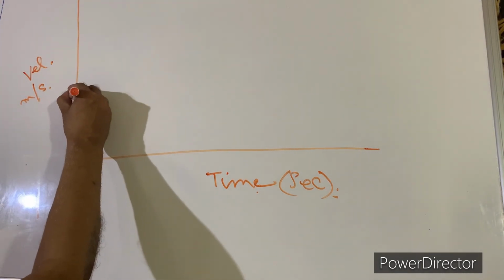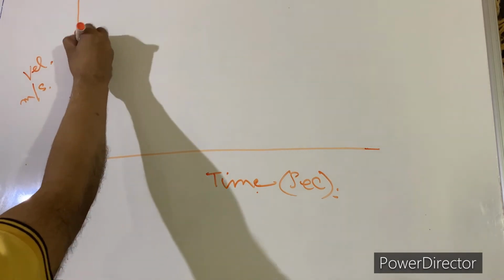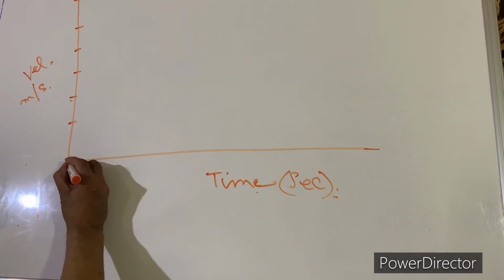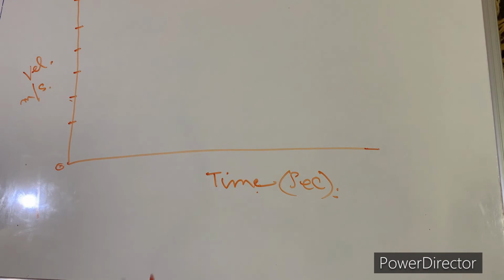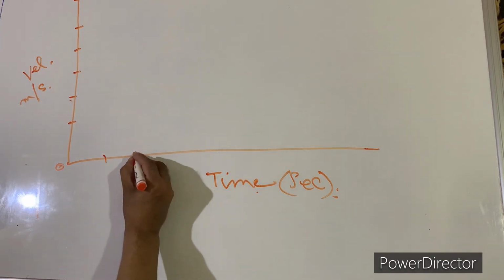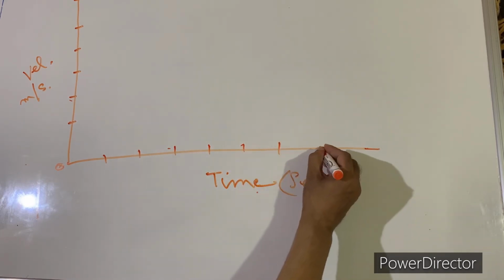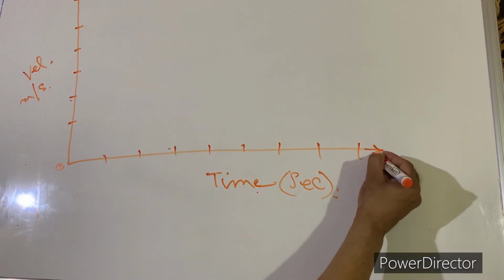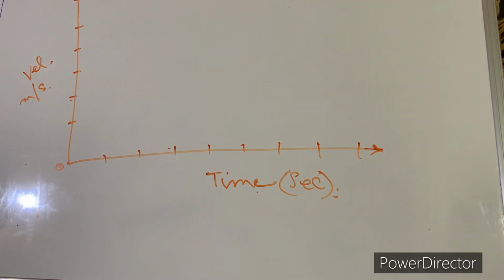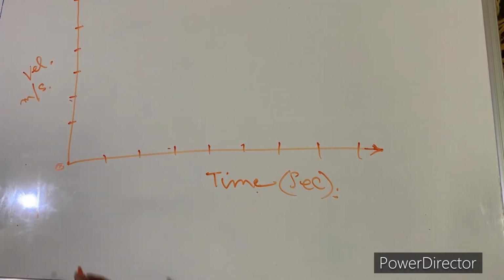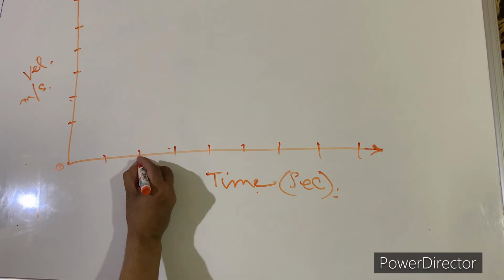Let us mark the units. The units are not very important here. In case this was 0, and this is time on the x-axis: 1 second, 2 seconds, 3 seconds, 4 seconds, 5 seconds, 6, 7, 8 and so on. Now let us study a body which starts at time 0 with a velocity 0. Initially the velocity was 0.